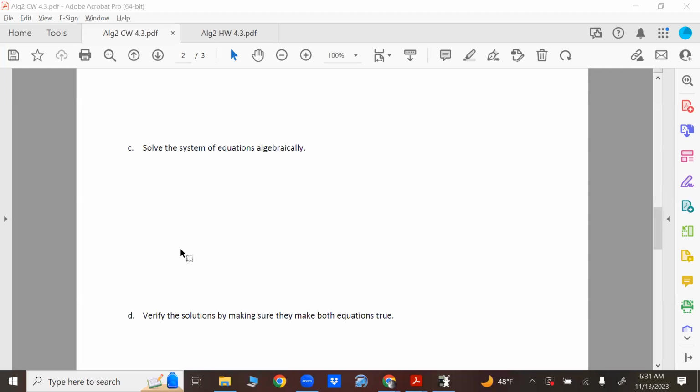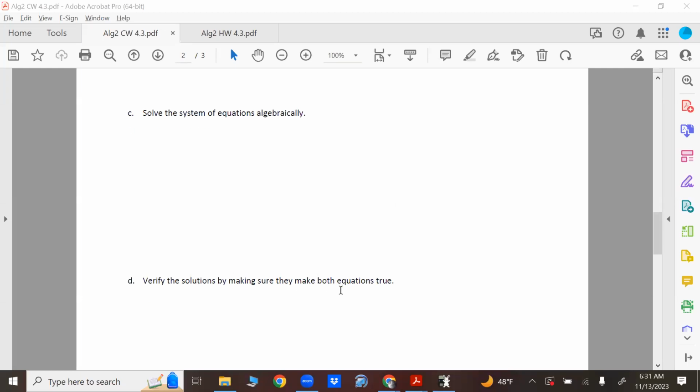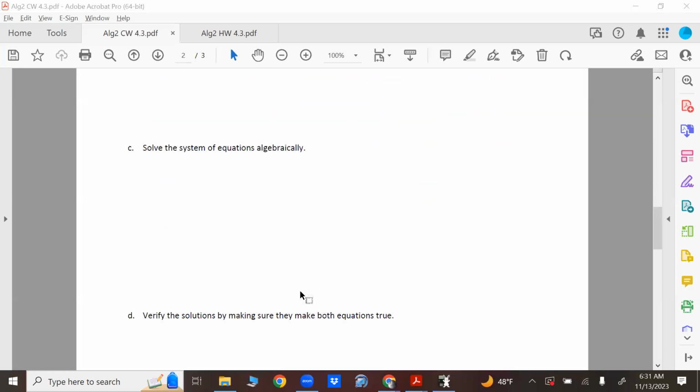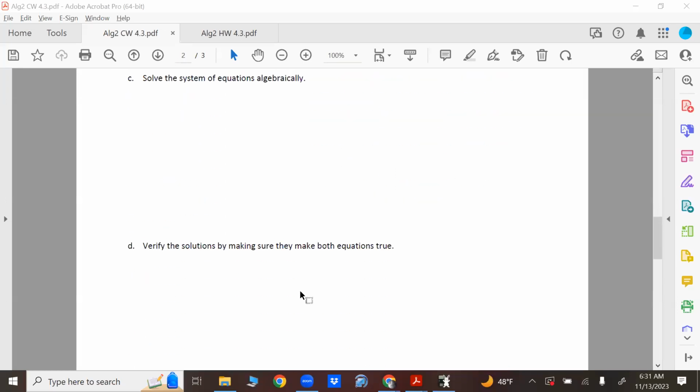So let's do some solving here. Verify by making sure both equations hold, well, that's more plugging back into the equations. But they had x squared plus y squared equals 25.